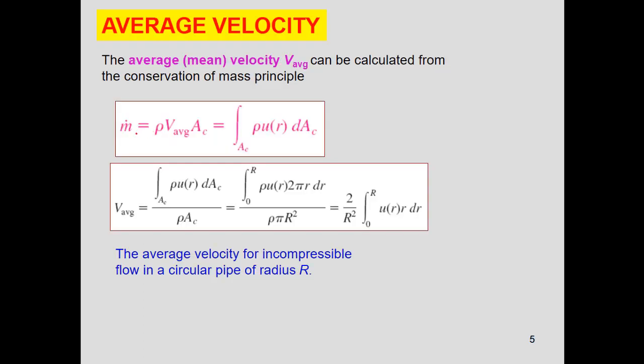By this conservation of mass principle, we can write this equation. The mass for each cross-section area can be calculated by each one of these equations. By rearrangement of this equation, we can write V average equal to this value. Here we just rearrange this to find the V average. Then we can calculate this dAC, the differential cross-sectional area. It is equal to 2 pi r dr.